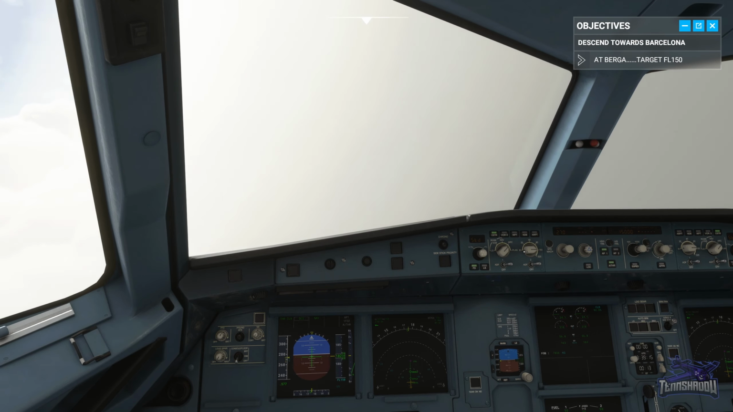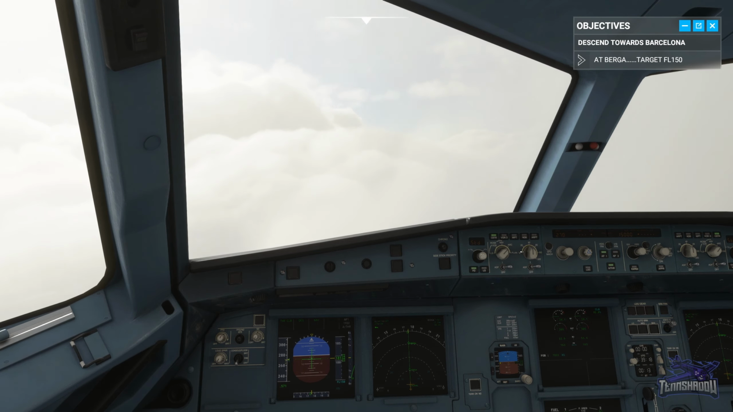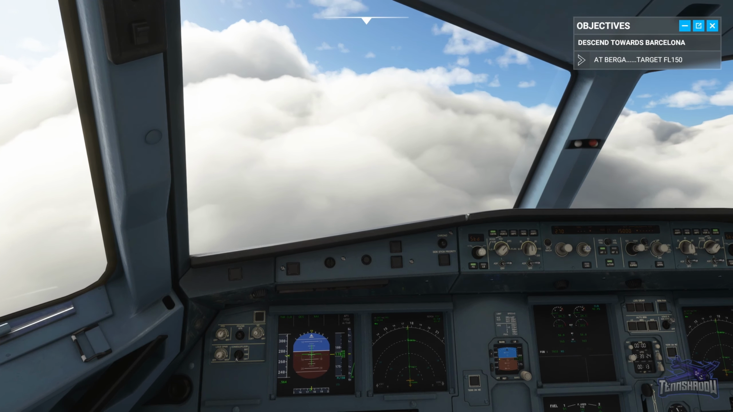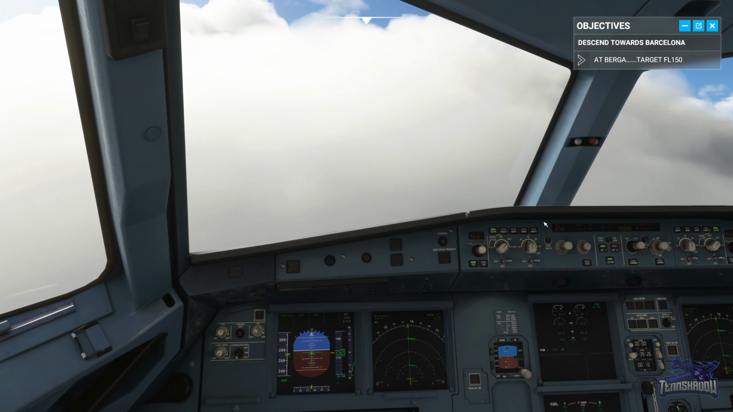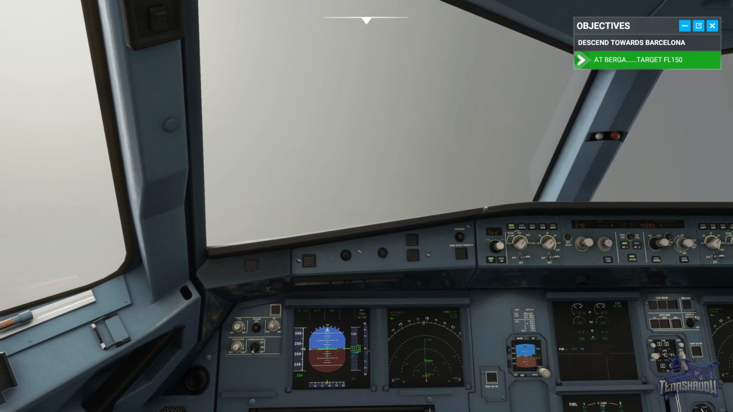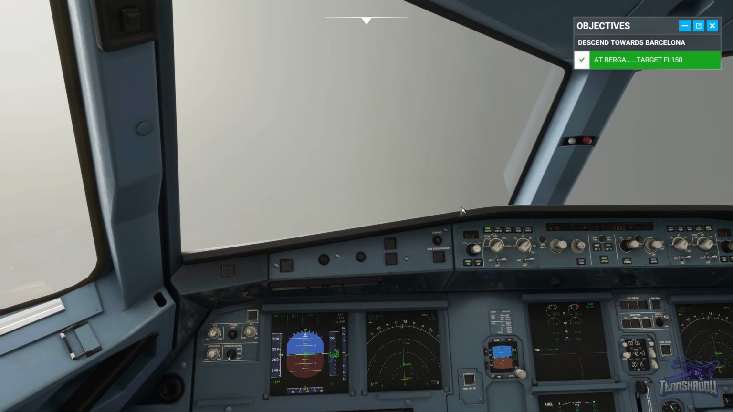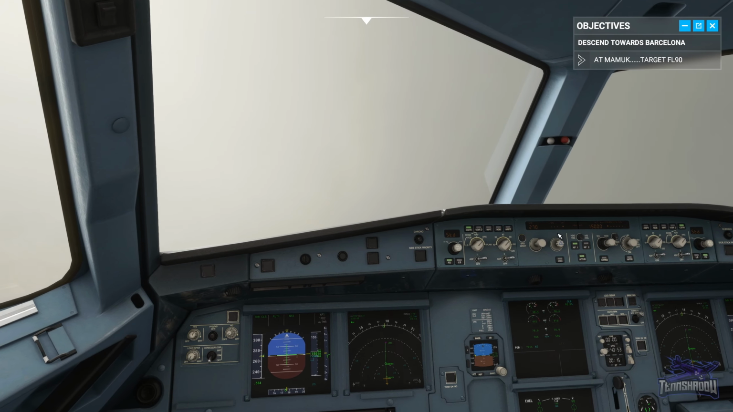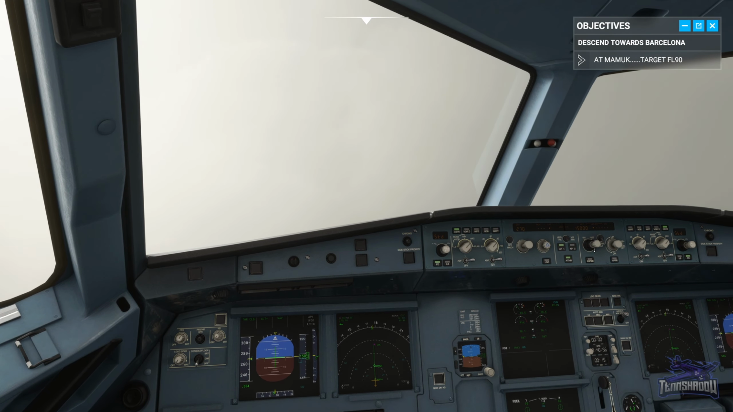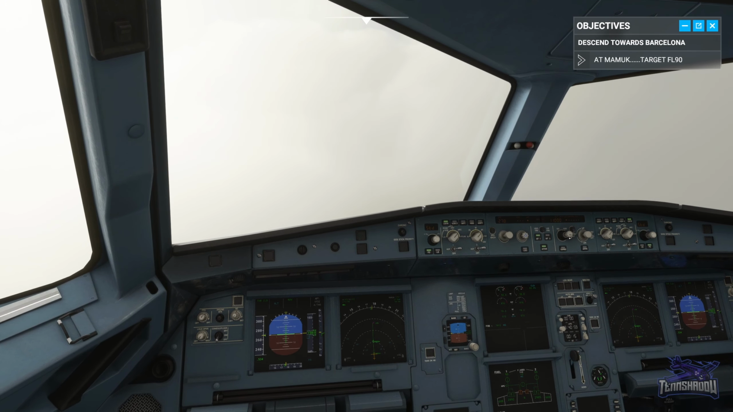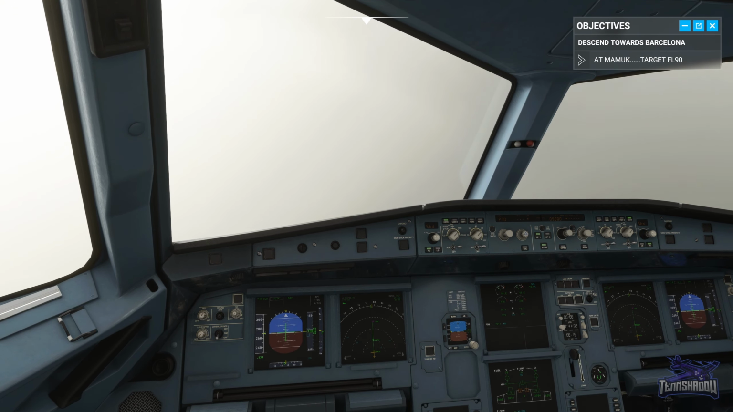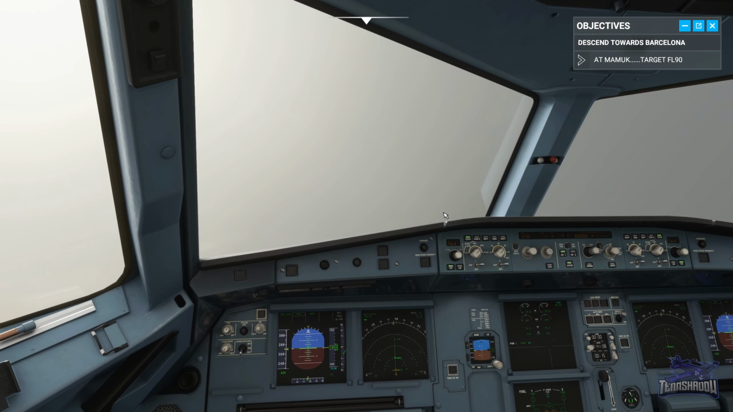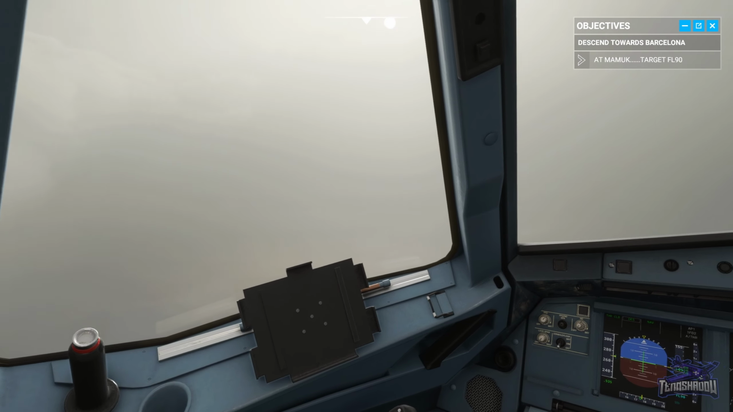Let's change the range. So we're 10 miles out for EVGA. At Berga, we have 50 miles to run. 50 times 3, 150. So that's flight level 150. Okay, next altitude is 9,000. And that one is about 20 miles, so we're kind of good where we're at right now. Don't need to go any faster.